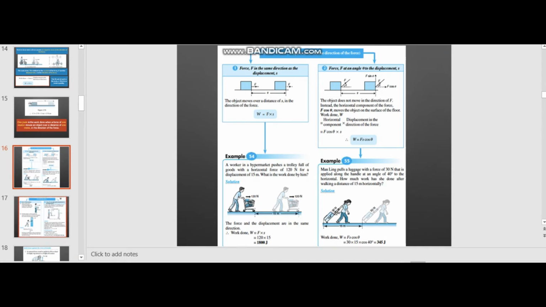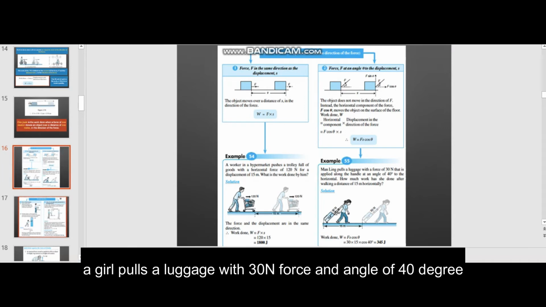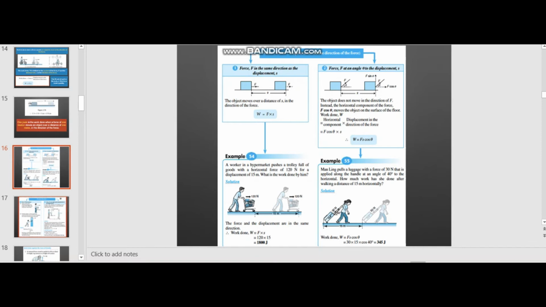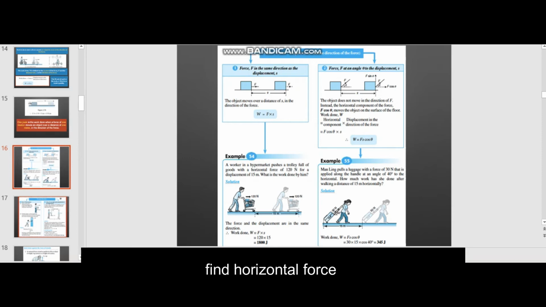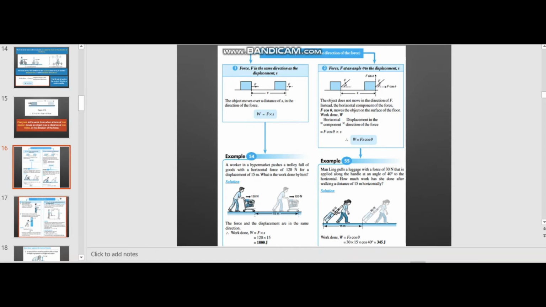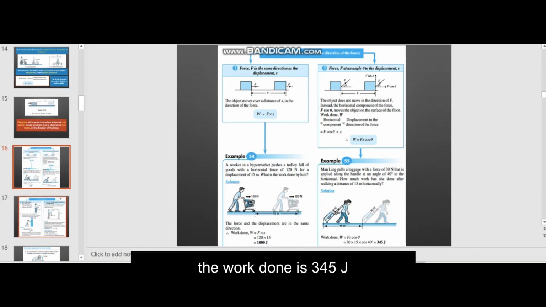1800 joule. The second example is a girl pulling a luggage at an angle of 40 degrees with a force of 30 Newton forward to the right with a displacement of 15 meter. To calculate this, we first need to find the horizontal force, using F cos theta, and times the displacement to find the work. So F cos theta, which is 30 cos 40 times 15 meter, and we get the work done is 345 joule.